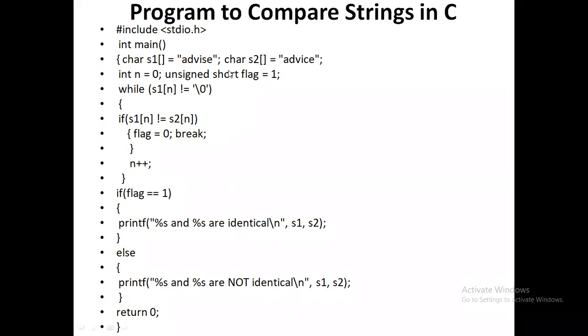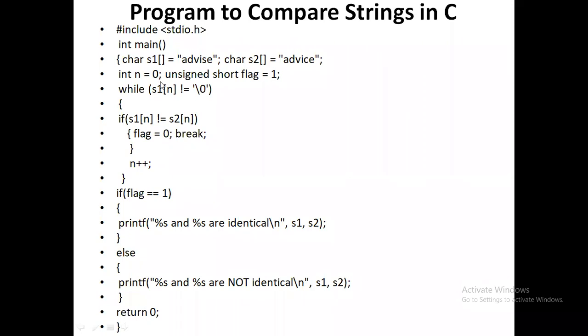The first character A and A are the same. Second character D and D are the same. Third character V and V are the same. Fourth character I and I are the same. At the fifth character the conflict comes. S will be compared to C. Both are not equal. So the iteration will be exited, I will exit the loop and just print that these two are not identical. So you can see here.